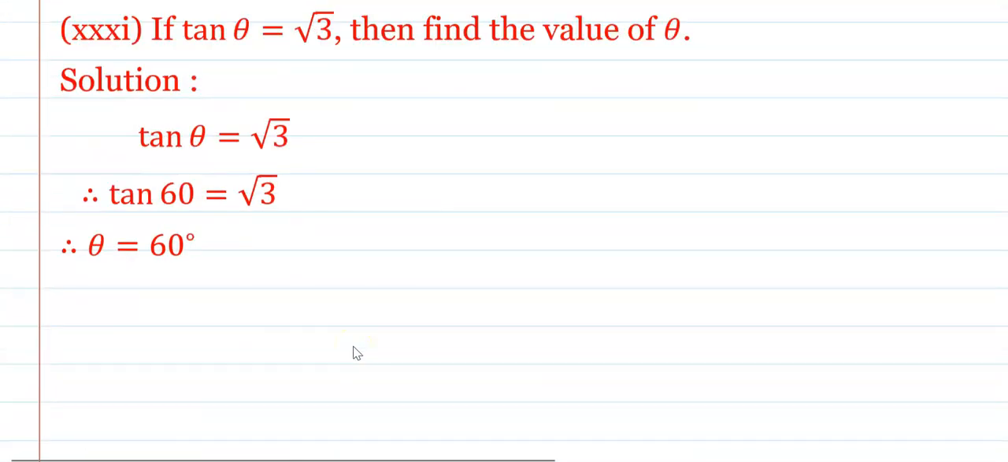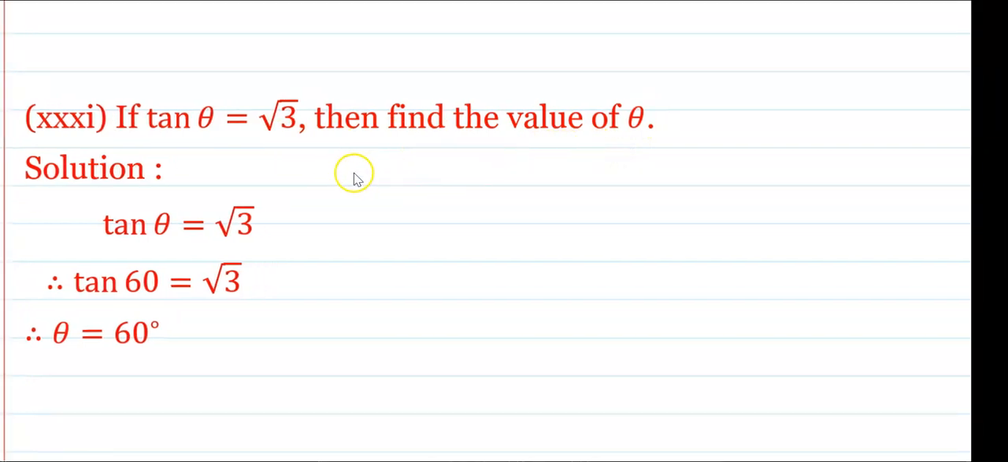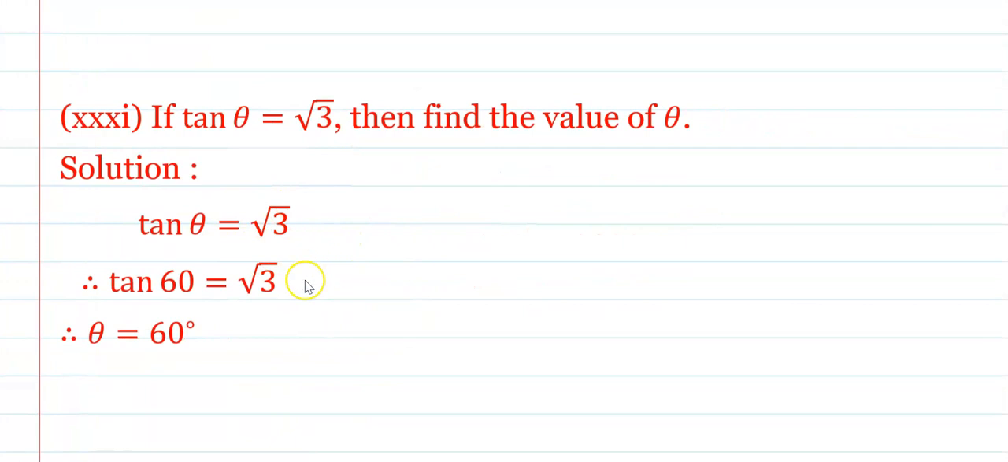Now the next question. If tan theta is equal to root 3, then find the value of theta. Okay, for which angle of tan is the value root 3? For that, the complete table must be known. Tan 60 is equal to root 3. Therefore theta is equal to 60 degree.